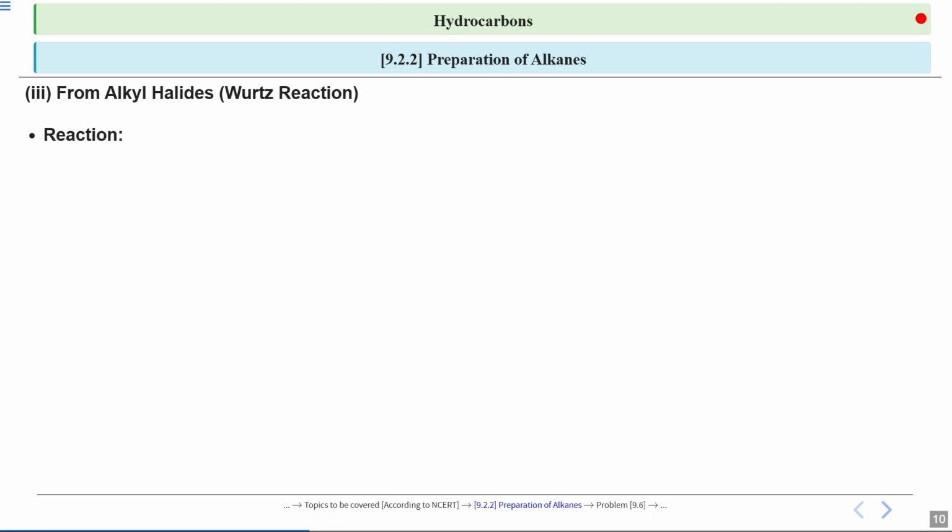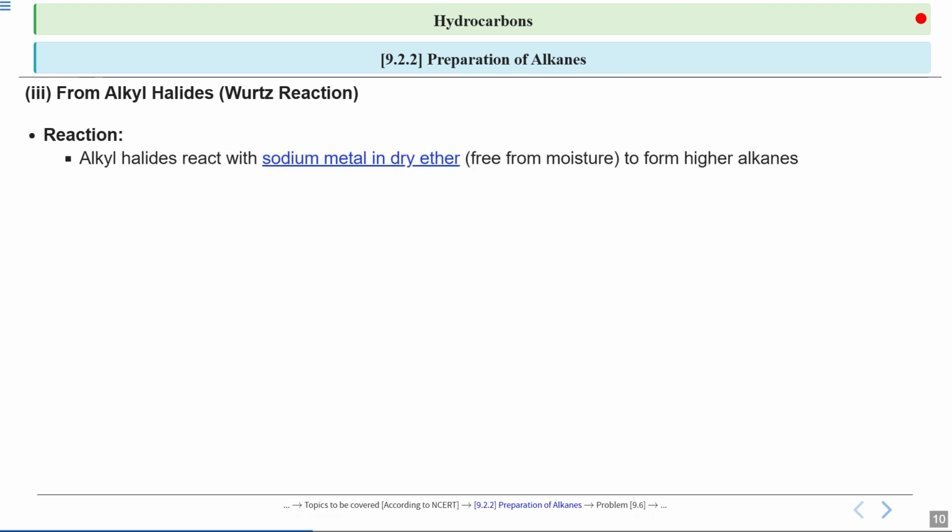Starting by introducing the Wurtz reaction. This reaction involves alkyl halides reacting with sodium metal in dry ether. It is crucial to note that the ether must be free from moisture to ensure the reaction proceeds correctly. This setup is used to create higher alkanes.